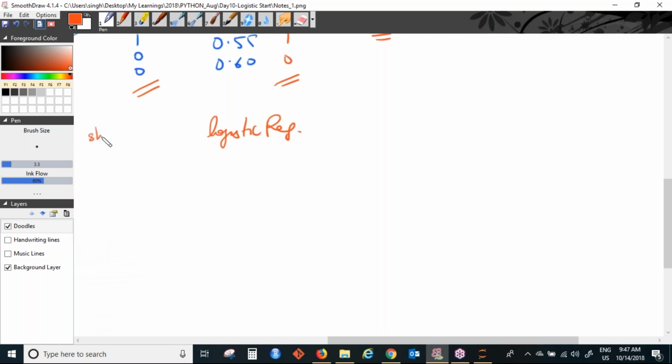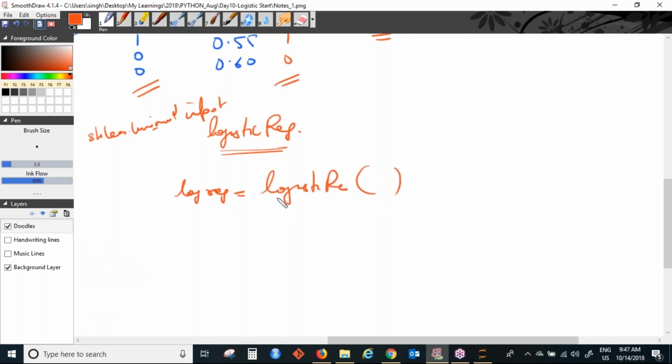From sklearn dot linear model import LogisticRegression. You will import this function, then you will create an empty object. Let's say I'm creating an empty object logreg. Logreg is equal to LogisticRegression. You will create an empty wrapper just like you did in linear regression.